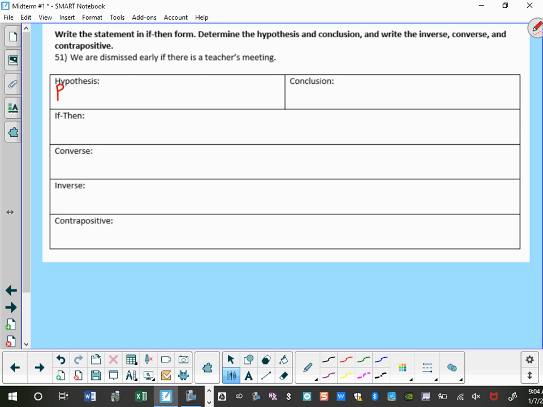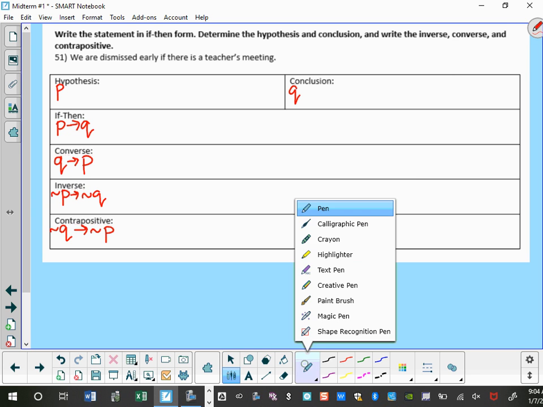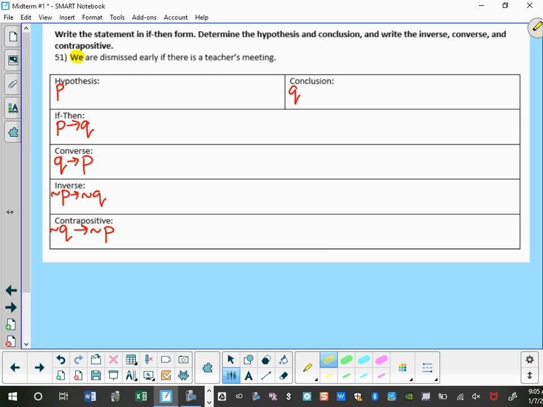Your hypothesis is P, your conclusion is Q. This is P to Q. Converse would be Q to P. Inverse, it's not P, it's not Q. Contrapositive is not Q, it's not P. Unless you have that already memorized, make sure you get this. And you are using this sentence, making it an if-then statement. The first part is if, the second part is then.